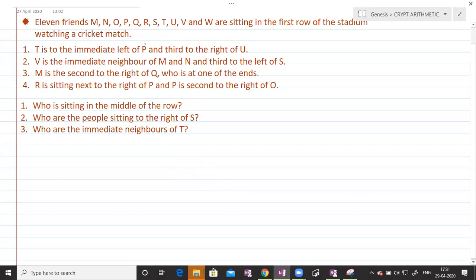How many people all together? 11 friends, 11. So create the positions first. 1, 2, 3, 4, 5, 6, 7, 8, 9, 10, 11. Simple. So I create the positions now. Can anybody tell me which statement will give you the information? Let's try anything here.